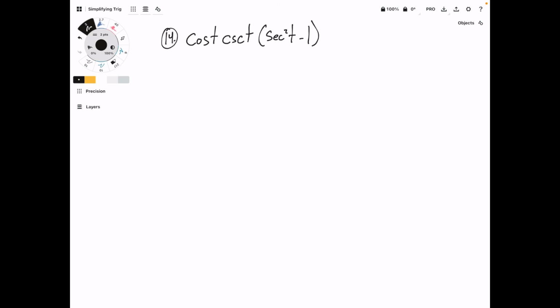For question 14, we have cosine t times cosecant t times the quantity secant squared t minus 1. This one's an interesting one. It takes a couple steps, but what we're going to do first is rewrite the first two in terms of cosine and sine. So cosecant is 1 over sine t. Then we will recognize that this component is equal to tan squared. Our original trig identity is 1 plus tan squared t equals secant squared t. So subtracting the 1 across gives us that tangent.